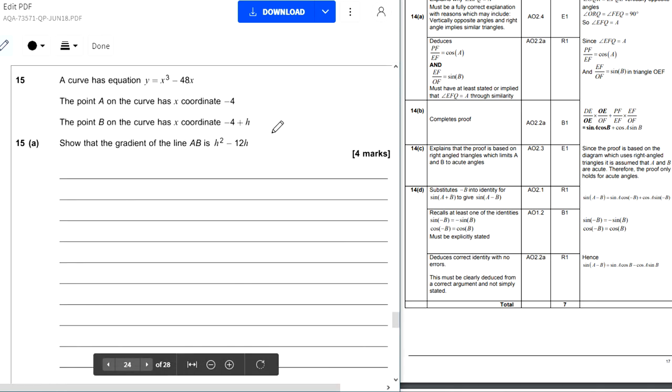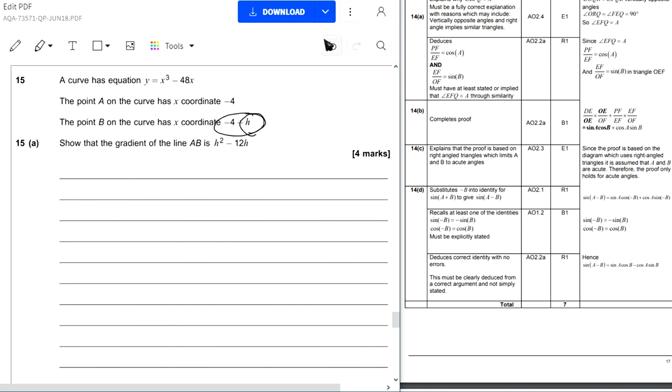Alright, question 15, last question. The curve has that equation, point A has x coordinate minus 4, point B has x coordinate minus 4 plus h. Plus h is usually used for showing differentiation by first principles. And because it's already on the same x, I'm leaning towards that already. Show that the gradient of the line AB is h squared minus 12h.